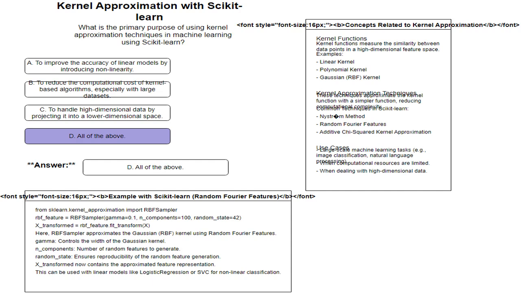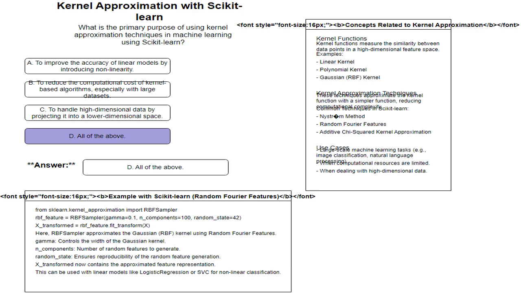Kernel approximation techniques are essential when dealing with large datasets or high-dimensional data where direct kernel computations become computationally expensive. They aim to approximate the kernel function with a simpler function, reducing the computational burden without sacrificing much accuracy.